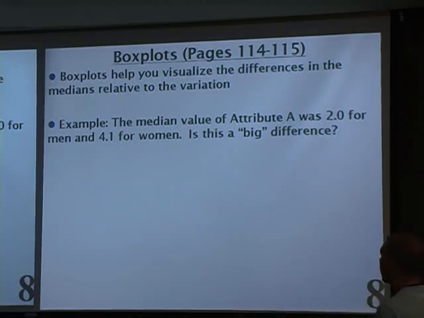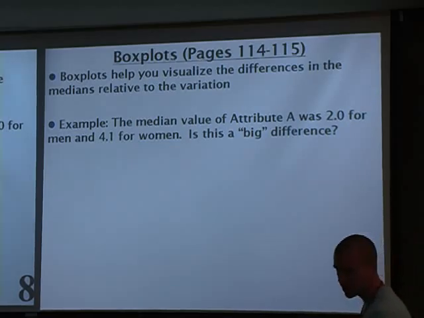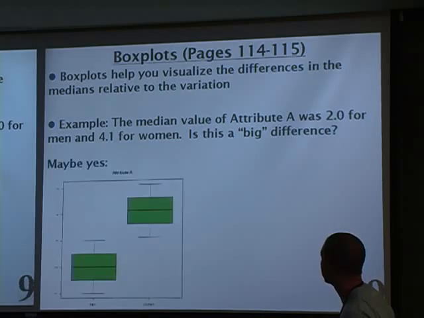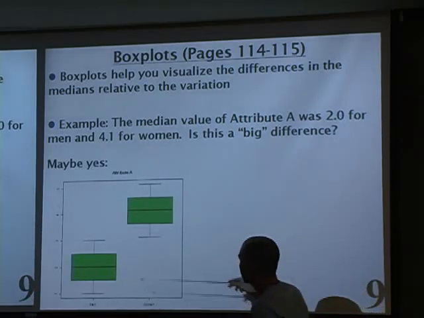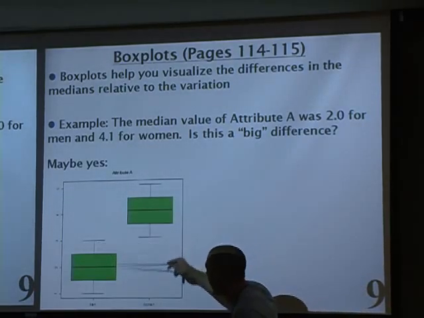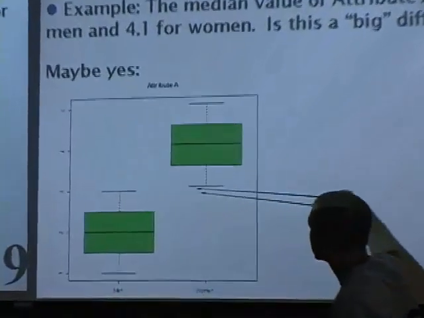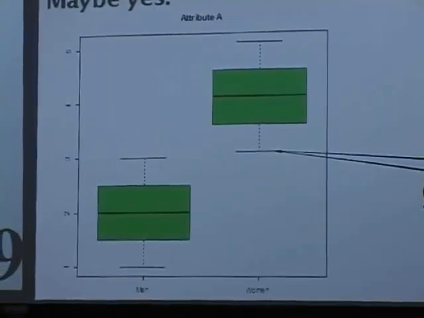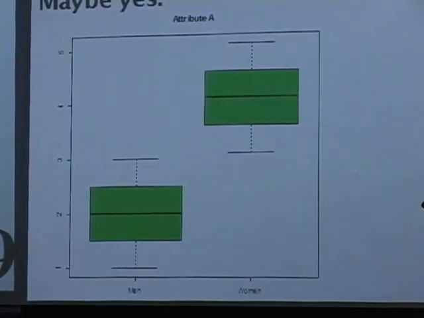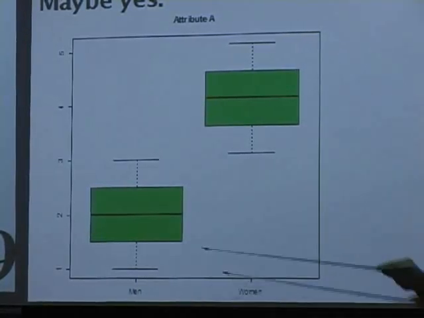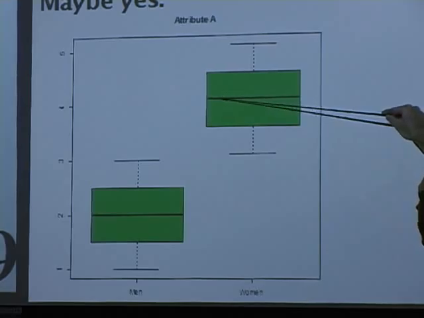Is it lower than the smallest woman? Is it lower than the 20th percentile for the women? How do the distributions line up? And so that's why the box plots are useful. And so if you see a picture like this, you see, oh my goodness, all of the men, the largest man is still smaller than the smallest woman, right? So the distributions don't really overlap at all. So relative to the variation in the distributions, 2 is very different from 4.1.